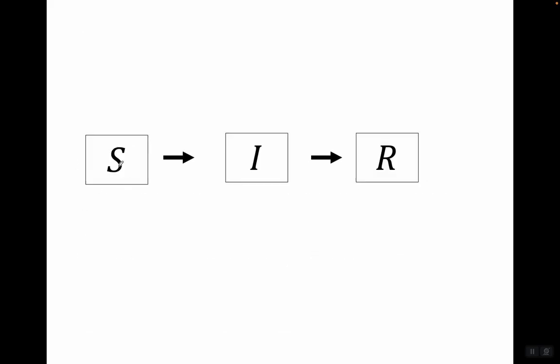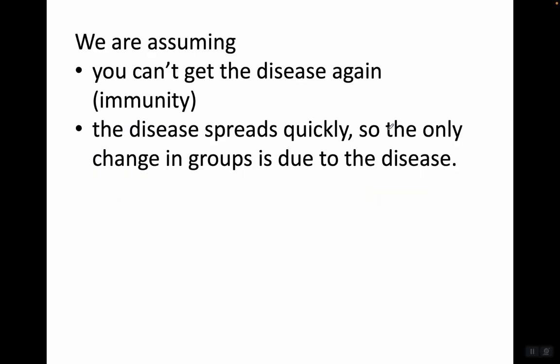Here's the way it progresses. People start out in S, susceptible. Some of them will move to infected, I, and then some of those will go to recovered. Eventually everybody ends up recovering or being removed because nobody's going to stay infected for the rest of their lives. People aren't infectious forever. We're assuming you can't get the disease again. In other words, you develop immunity, and the disease spreads quickly.